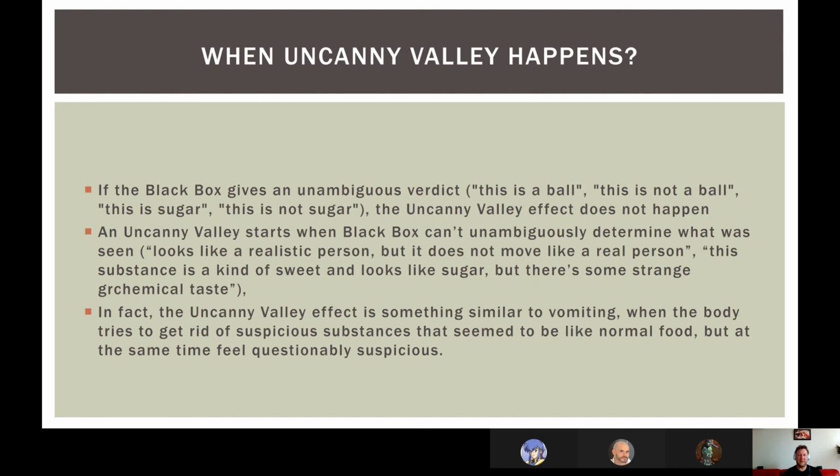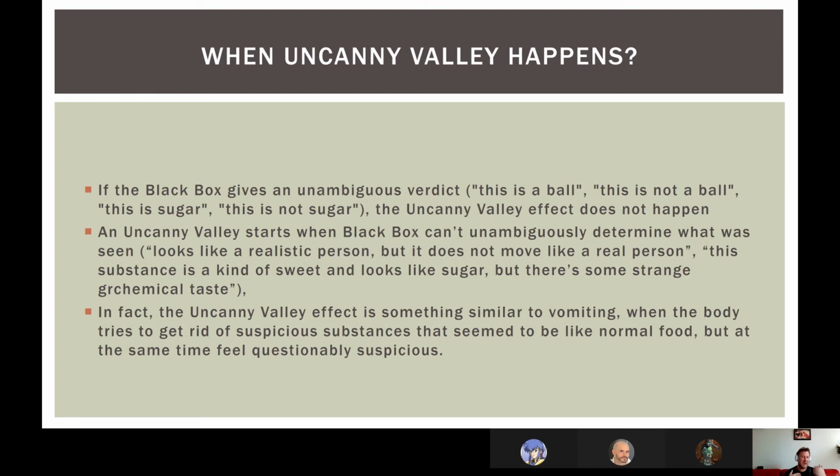So when does the uncanny valley happen? When the black box gives an ambiguous verdict. Something is thrown at you and you recognize it as a ball, or as not a ball but something different. This is sugar, or this is not sugar because it's not sweet. In those cases the uncanny valley effect does not happen at all. It's okay. The effect starts when the black box can't unambiguously determine what it is seeing. It looks like a realistic person, but it does not move like a real person. There are some strange jerks and twitches. In that case, the uncanny valley happens.